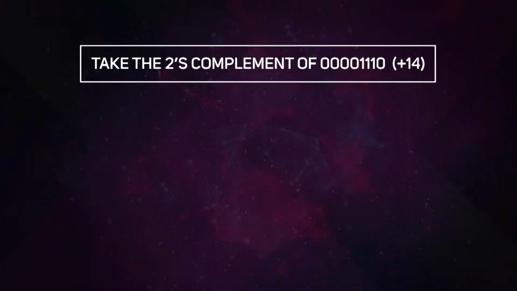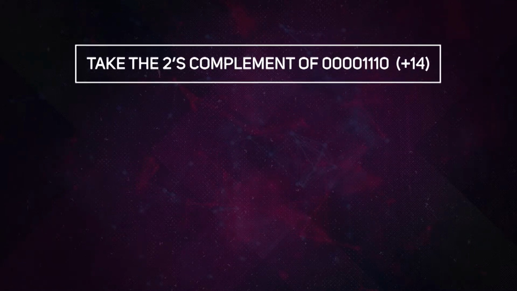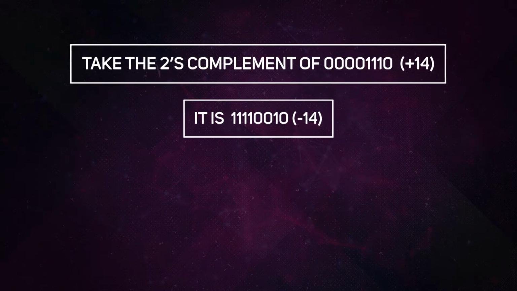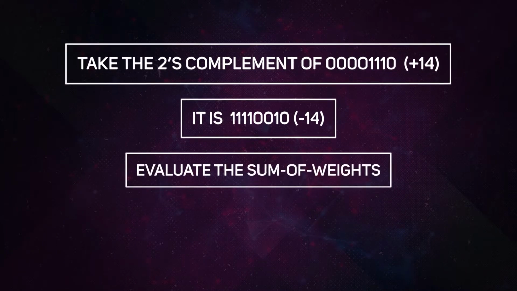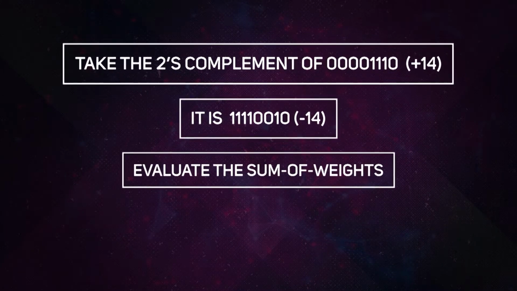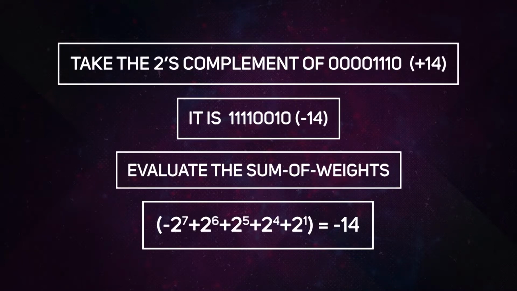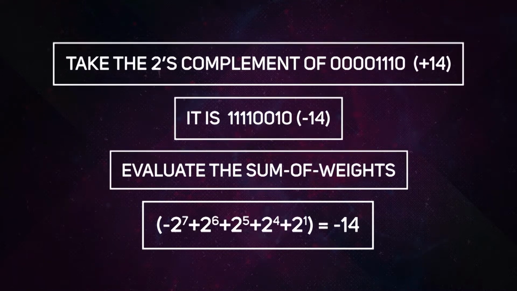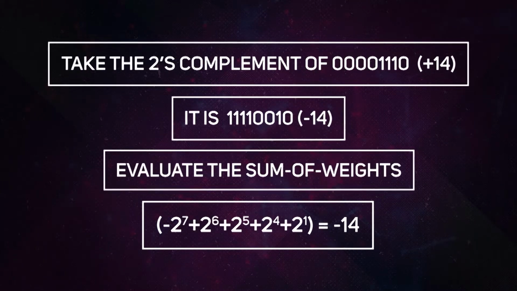For example, take the 2's complement of 00001110, that is plus 14. We get 11110010, that is minus 14. When you evaluate the sum of weights, you will get this value. Check the value: minus 2 raised to 7 plus 2 raised to 6 plus 2 raised to 5 plus 2 raised to 4 plus 2 raised to 1, which is equal to minus 14. We have done this in a previous session.